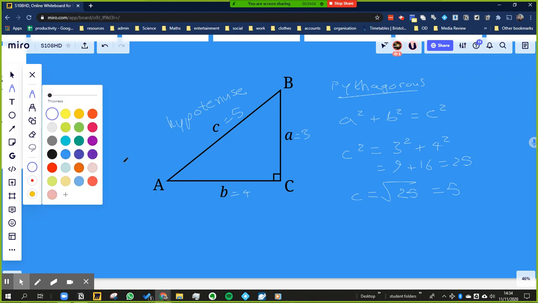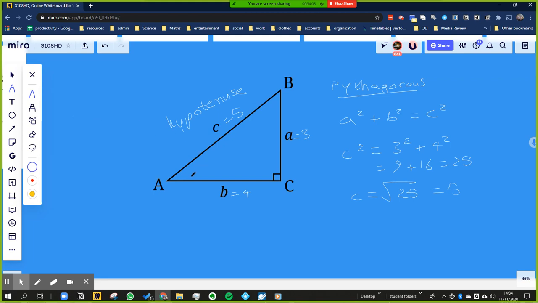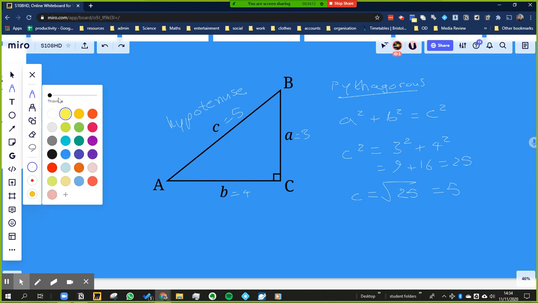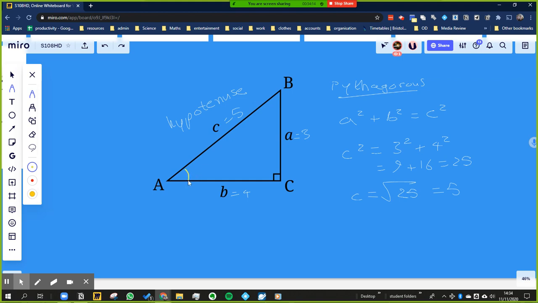Let's use a different color. We'll use yellow when I'm talking about trigonometry, and we'll make it slightly thicker as well. The angle on a right angle triangle, when we're talking about trigonometry, we label as theta, which is like a little circle with a line going through the middle. It's a Greek letter. And the side that is opposite the angle we refer to as O.